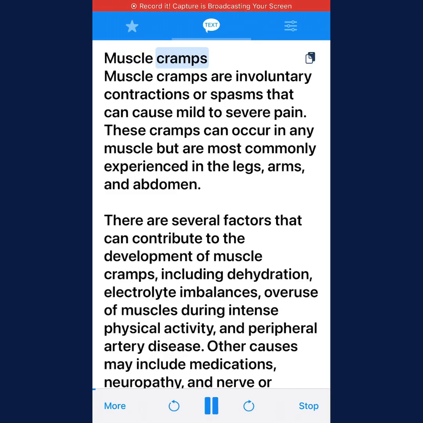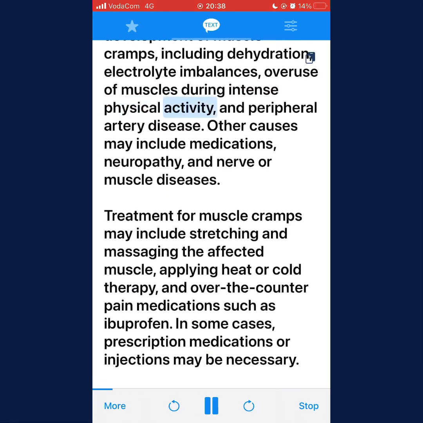Muscle cramps. Muscle cramps are involuntary contractions or spasms that can cause mild to severe pain. These cramps can occur in any muscle but are most commonly experienced in the legs, arms, and abdomen. There are several factors that can contribute to the development of muscle cramps, including dehydration, electrolyte imbalances, overuse of muscles during intense physical activity, and peripheral artery disease.